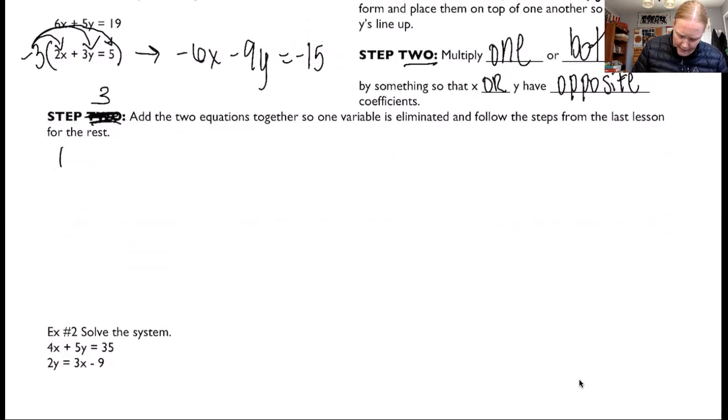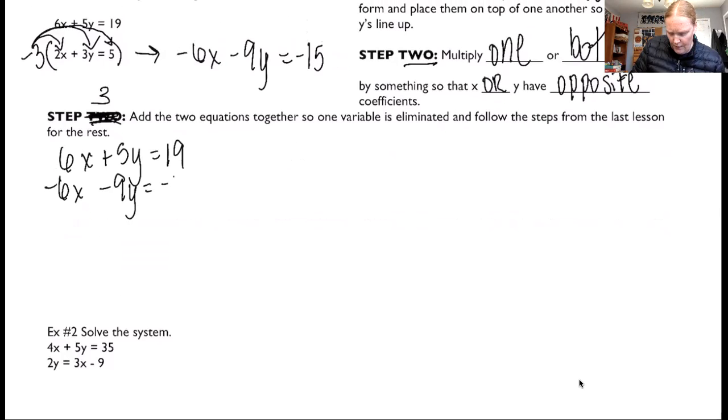I'm going to put my 6x plus 5y equals 19 on the top. And I'm going to put my new equation that I manipulated, negative 6x minus 9y equals negative 15, on the bottom. And then I put a plus sign here. So again, I always go for opposites.